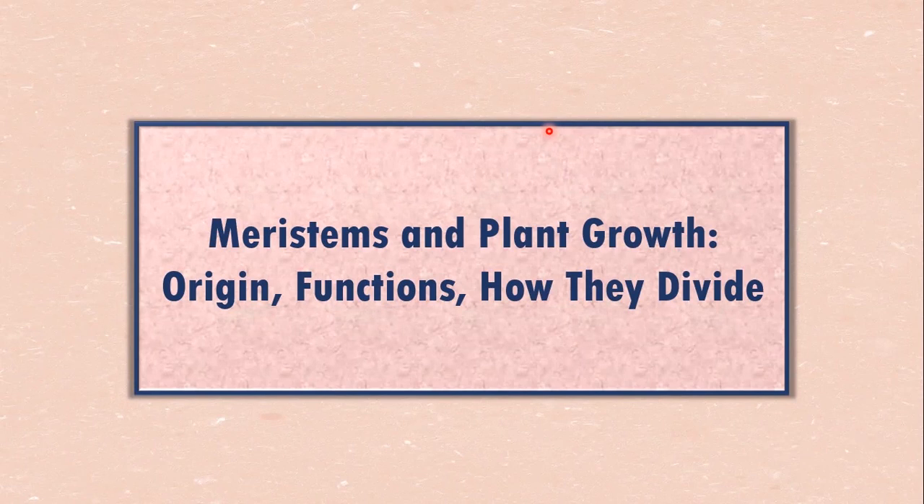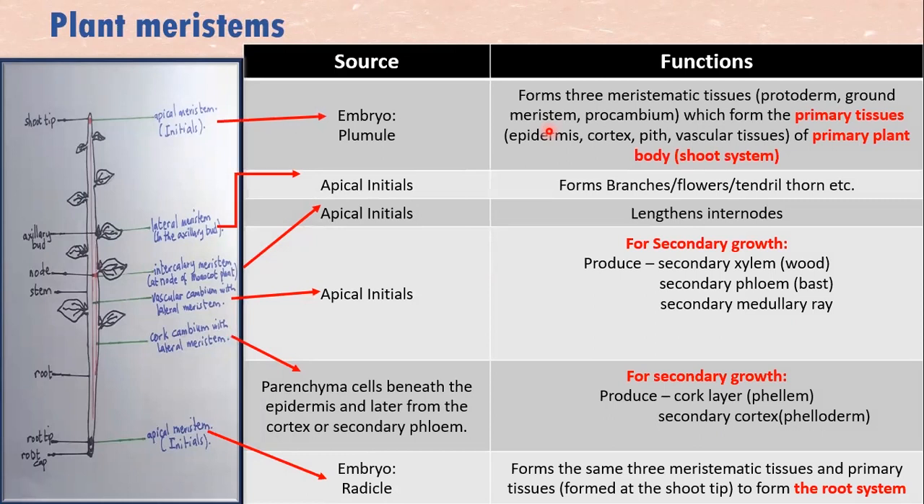Today, we are going to have a quick summary of the position of meristems in the plant, their origin, functions, and how they divide to bring about growth. Plant meristems are at various positions of the plant. So as you can see, we have a plant drawn here. We have a meristem at the shoot tip. We have another one at the root tip. And these are the initials. The shoot tip and the root tip are the initials.